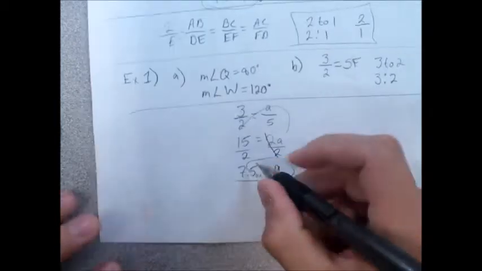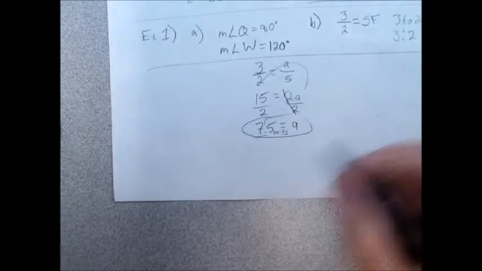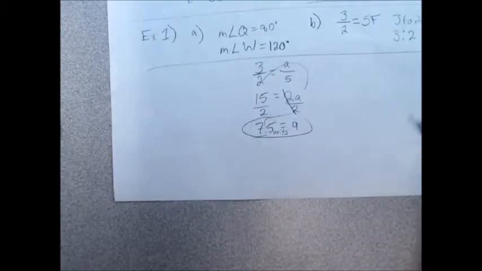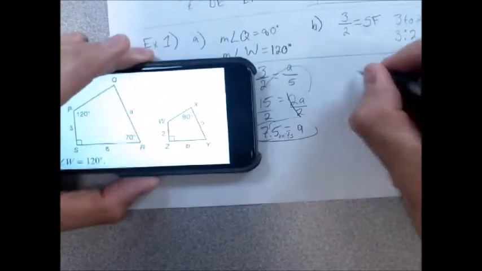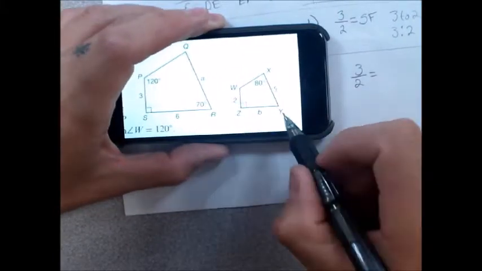Okay, so it is 7.5. And I can do that with all of the sides. So when it says to find ZY, again, my scale factor is what I'm going to use. So my scale factor was 3 over 2, which is equal to ZY over b.